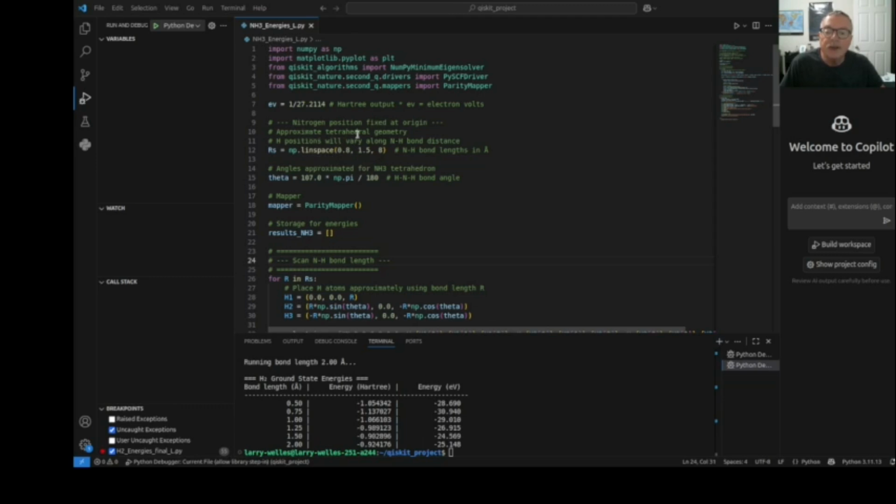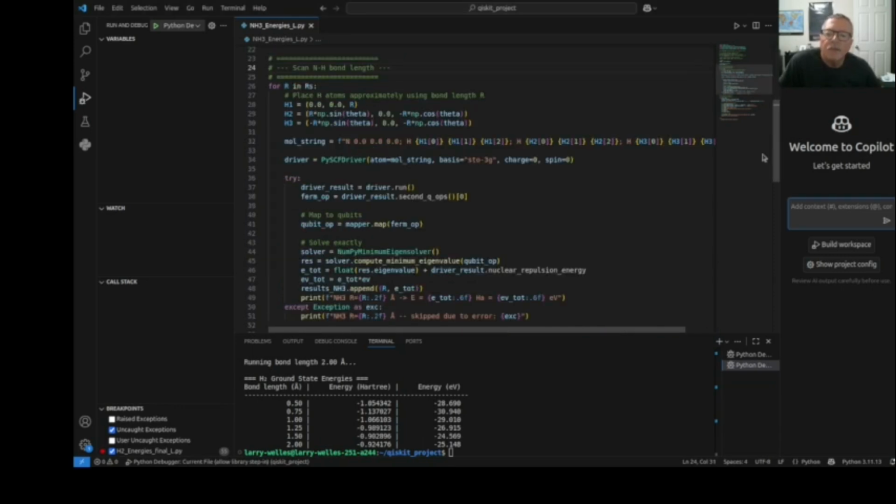Approximate tetrahedral geometry. So these are the nitrogen-H bond lengths. And you say, why bond lengths? Why 3? Well, it's NH3. And here's the geometry of it. 107 degrees is the geometry between all the different bond lengths. And this one's simple. It's just an array. So that's the array where we store all the different energies.